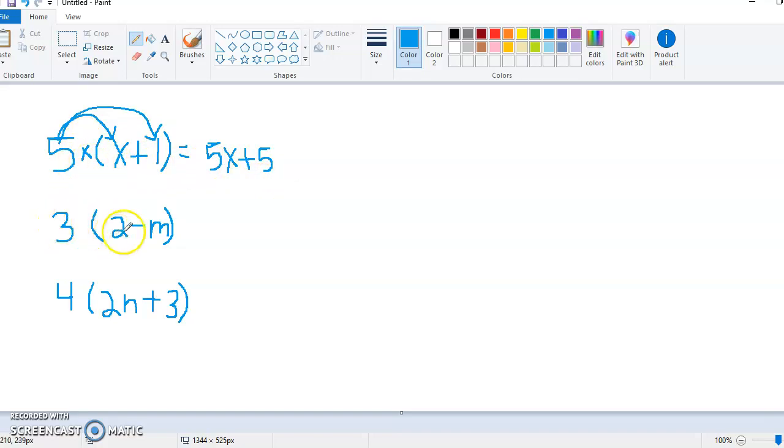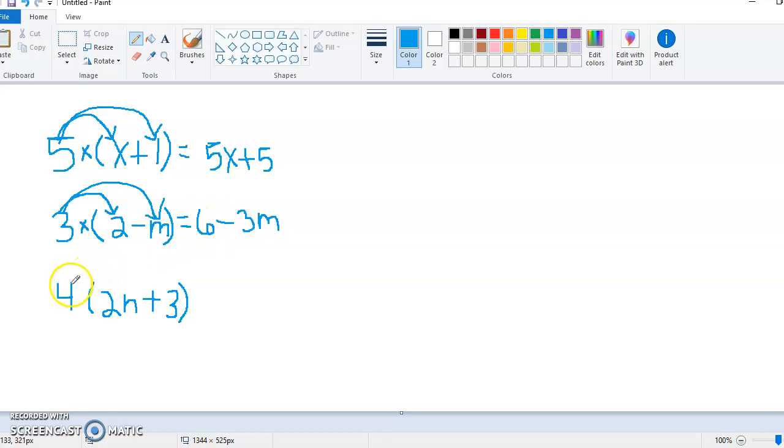We have 3 times 2 minus m. So remember, they're going to show it to you like this on this lesson. They're going to put that multiplication sign in there for you. So you're going to multiply 3 times 2, which gives you 6. And then leave the sign the same. So this is a minus. 3 times m just gives you 3m. Okay?